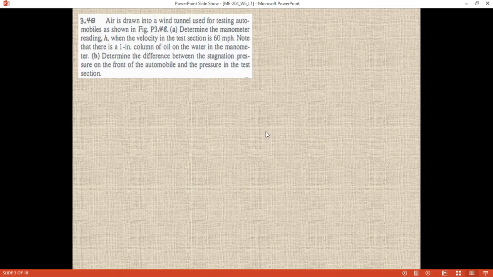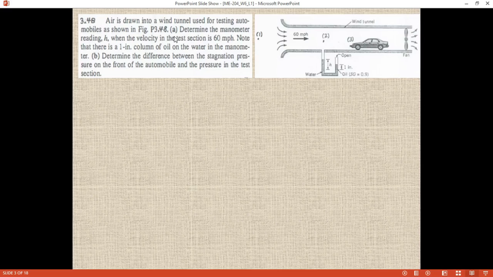The air is drawn into a wind tunnel used for testing automobiles as shown in figure. So this is the figure given. Determine the manometer height h when the velocity in the test section is 60 miles per hour. Note that there is 1 inch column of oil on the water in the manometer. Determine the difference between the stagnation pressure on the front of the automobile and the pressure in the test section.